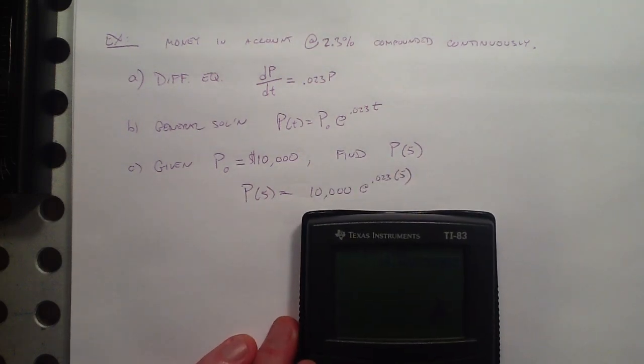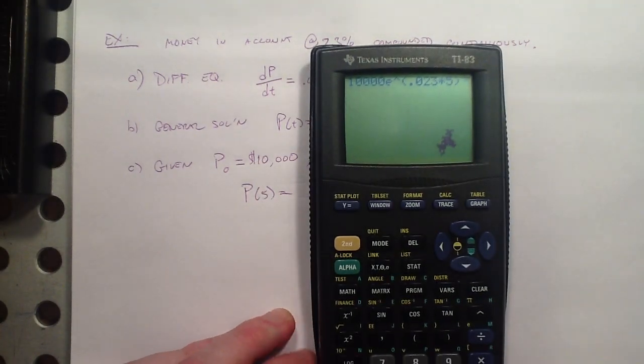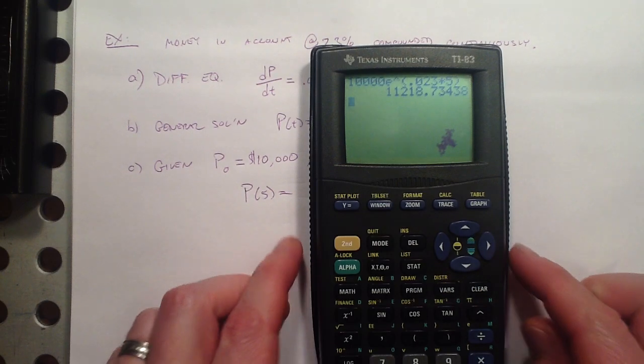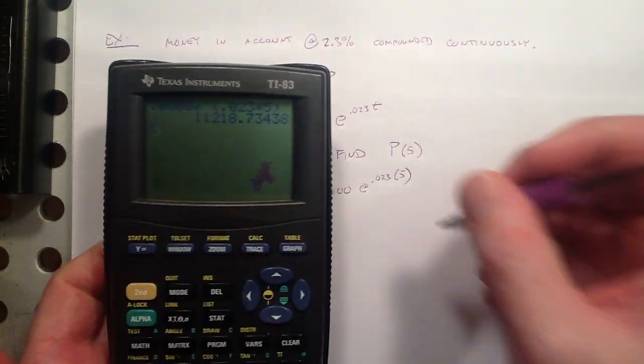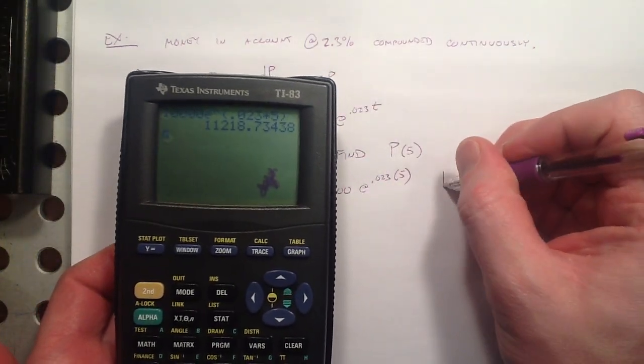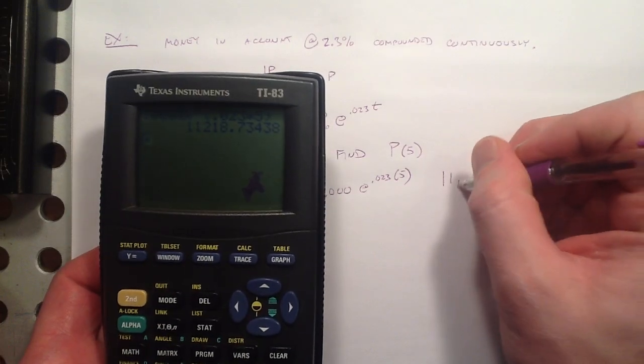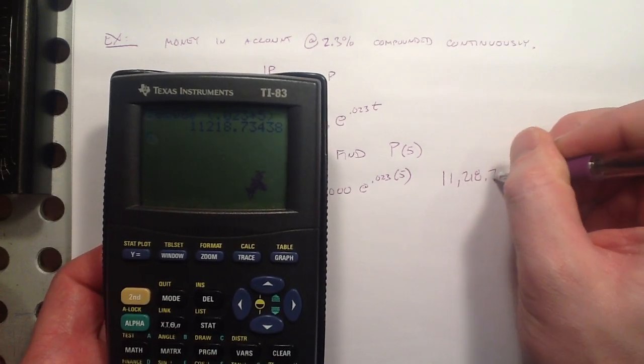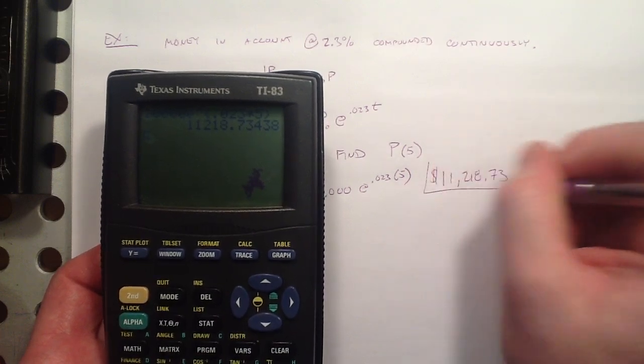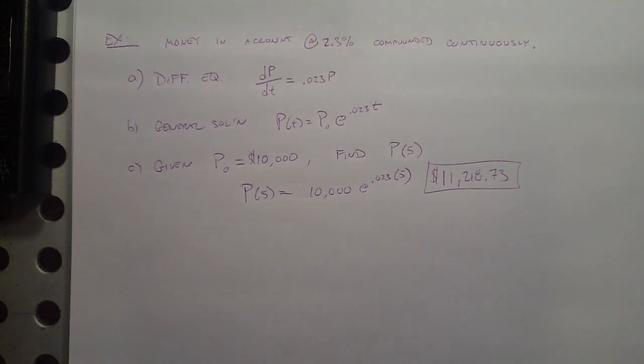So I've got 10,000 times e to the 0.023 times 5. That gives me $11,218.73. We'll let the bank keep the fraction of a penny there. $11,218.73. Right? That's what you get for waiting patiently for 5 years.